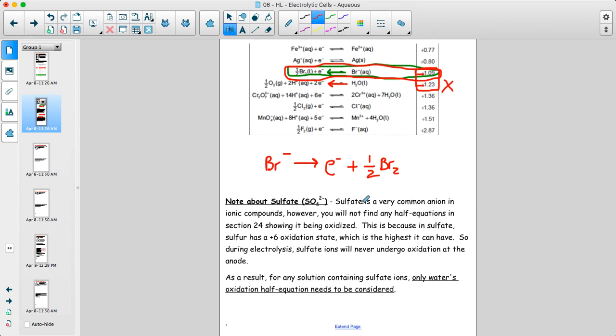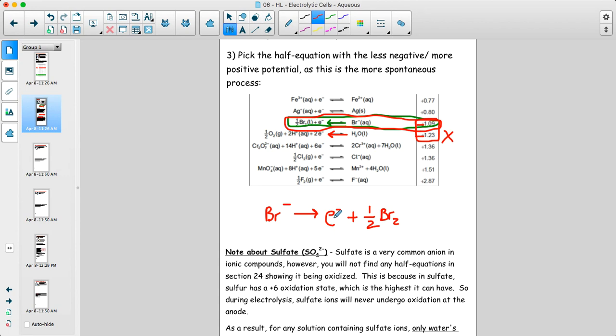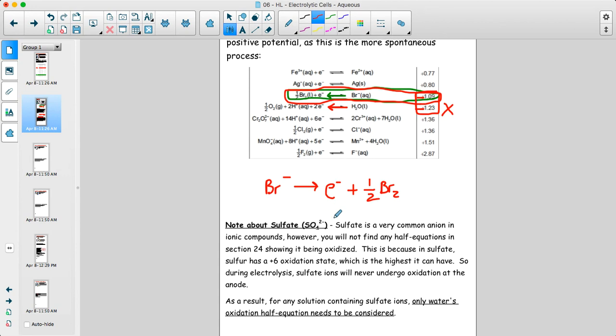One final note, it didn't come up in this example, but it will come up in further examples. A lot of ionic compounds have sulfate as the anion, as the negative ion. But if you look in this table, there are no examples here where sulfate is getting oxidized. There is an example further up in the table, I believe, where sulfate is somewhat involved in a reduction, but sulfate can't really be oxidized because in sulfate, the oxidation state on the sulfur is already +6, which is really the highest oxidation state that sulfur can ever have. So sulfate won't undergo oxidation at an anode in the aqueous electrolysis.